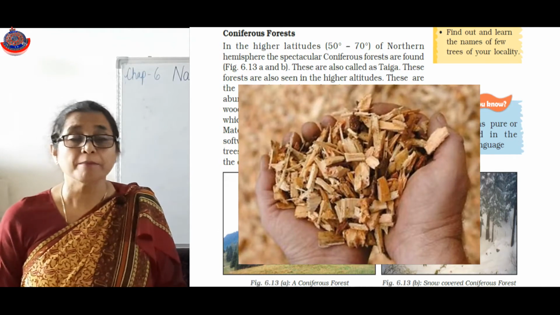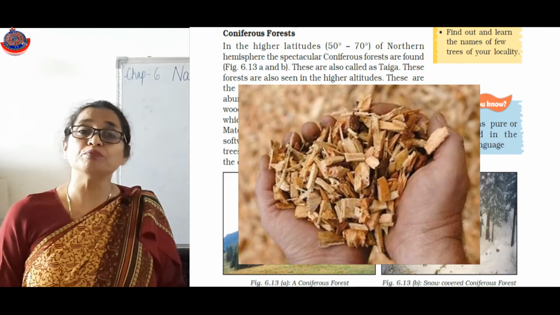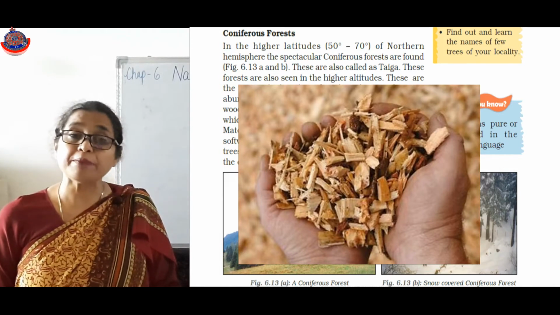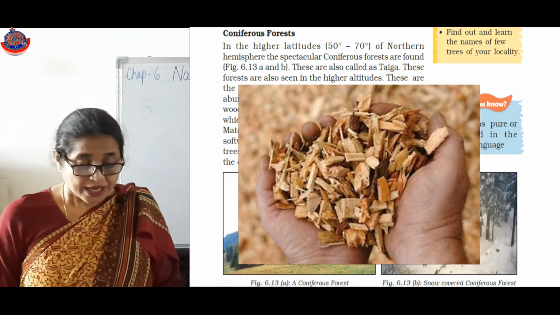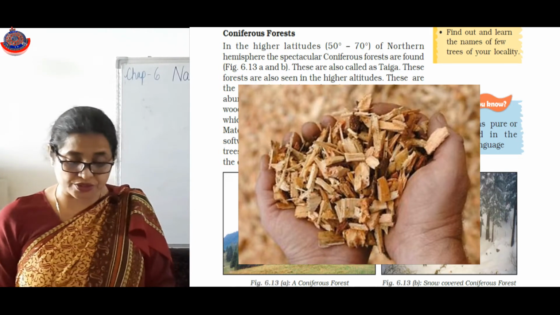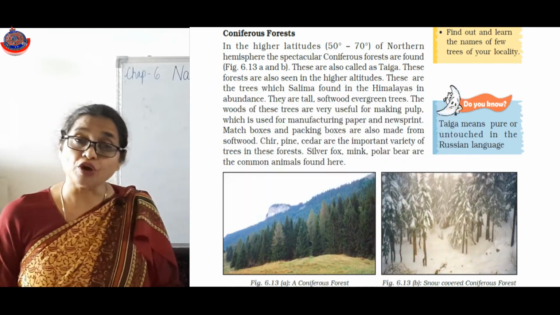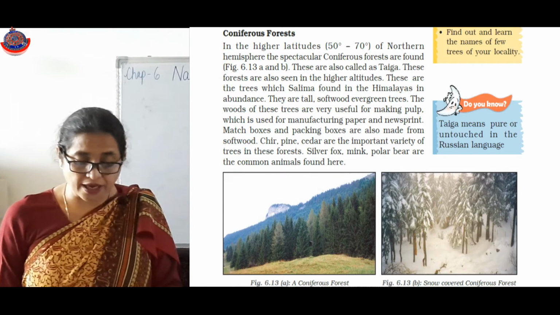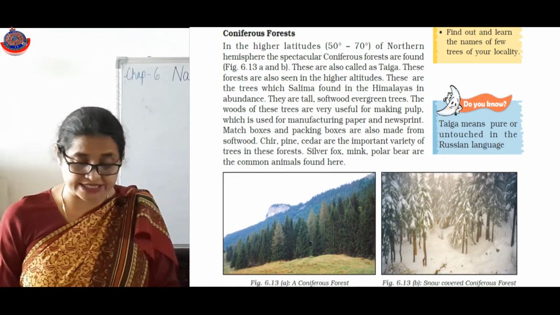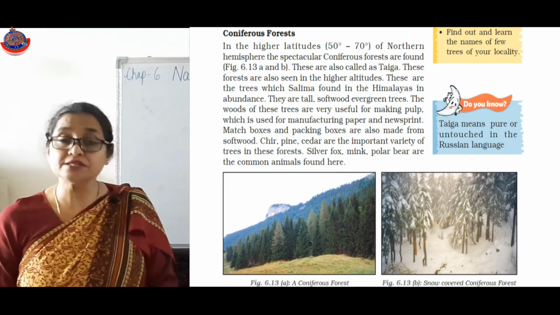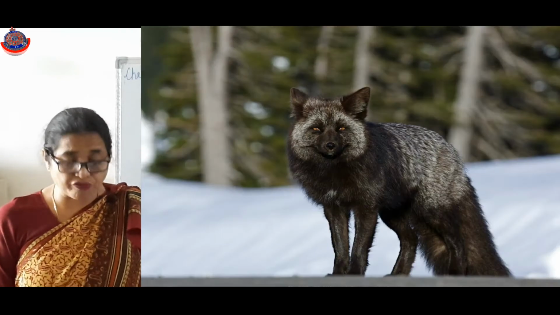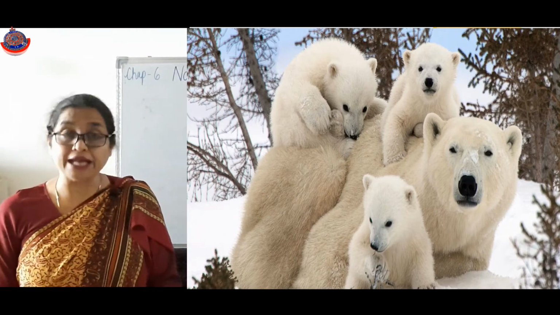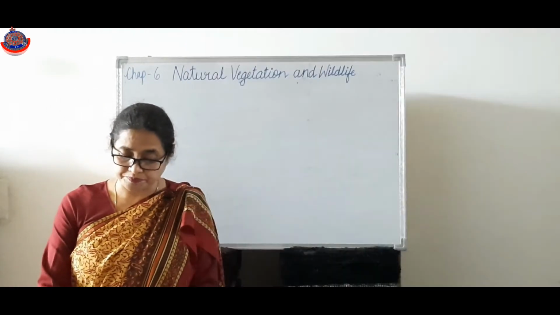Now what is pulp? From pulp you make paper, which is used for manufacturing newsprint. Matchboxes and packing boxes are also made from the softwood. Chir, pine, cedar are the important variety of trees in these forests. Silver fox, mink, polar bear are the common animals found here.